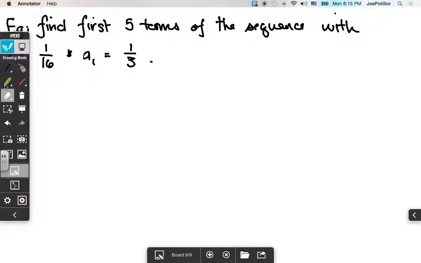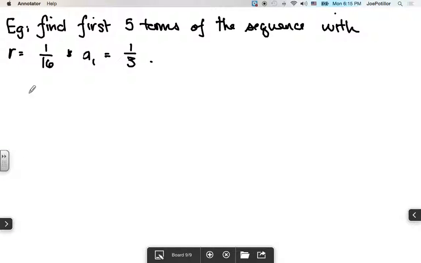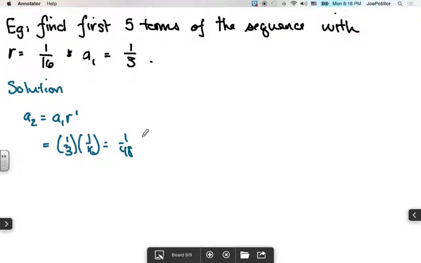Problem that I had you guys do. Hopefully you guys found the solution quickly. So a sub 2 is equal to a sub 1 r to the first, which is equal to 1/3 times 1/16, which is 1 over 48.